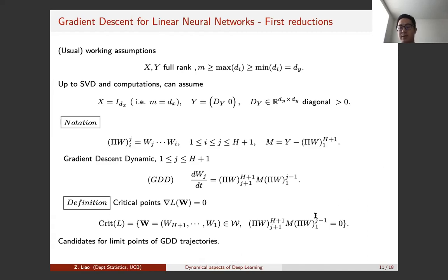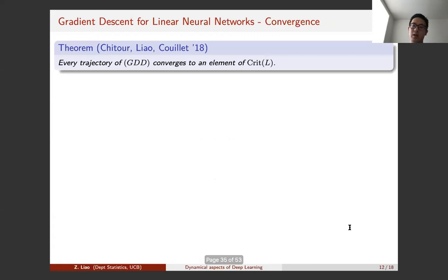And we're also defining the critical points, which are basically where the gradient is equal to 0. So this is equal to 0. And there, if you're at a critical point, then it's the end of your gradient descent dynamic. You're not going to move anymore. So our first result is that every trajectory of the gradient descent dynamic is going to converge to an element of the critical points. So it's going to a point where the gradient is equal to 0.